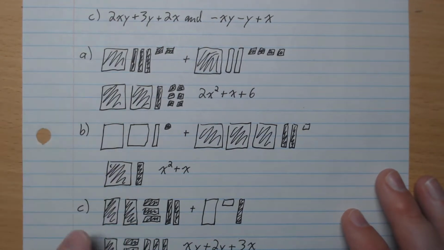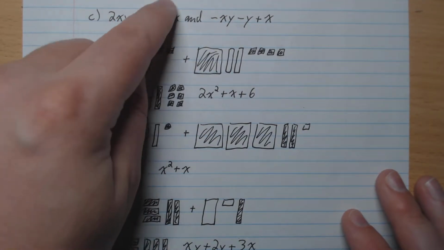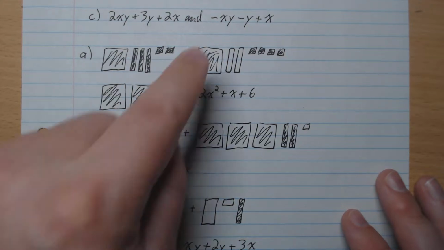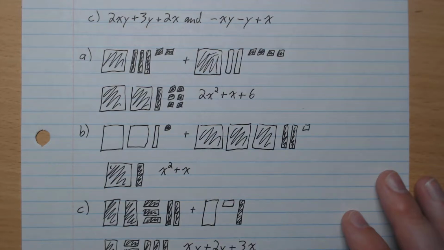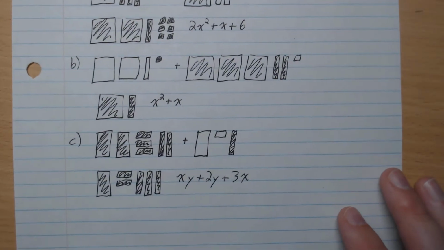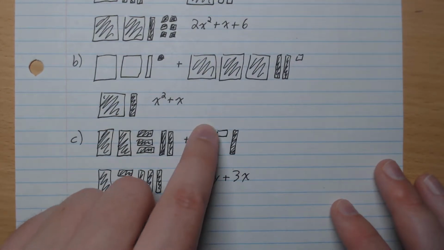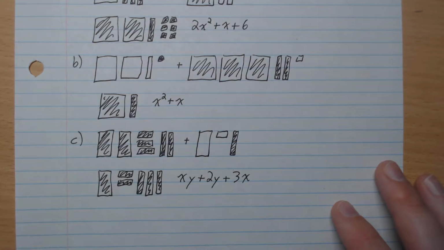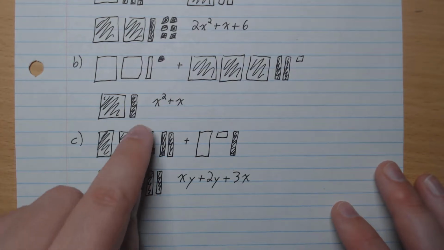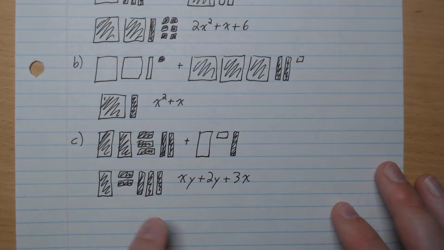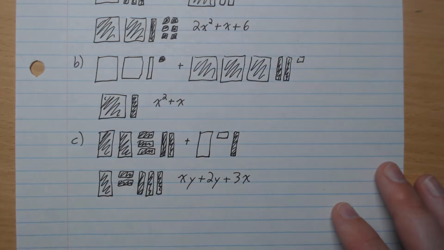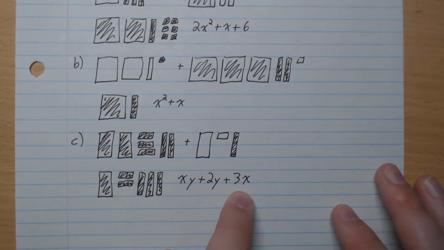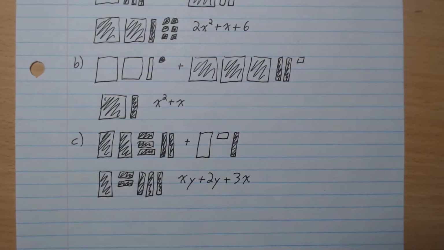Okay, C, 2xy, 3y, 2x, like that. Negative xy minus y plus x, like that. And now that we're adding, one of these cancels out for each, so we have xy. Here we have 3y minus 1y, so 2y there. And then 2x plus 1x gives 3x, like that. So we have xy plus 2y plus 3x, like that.